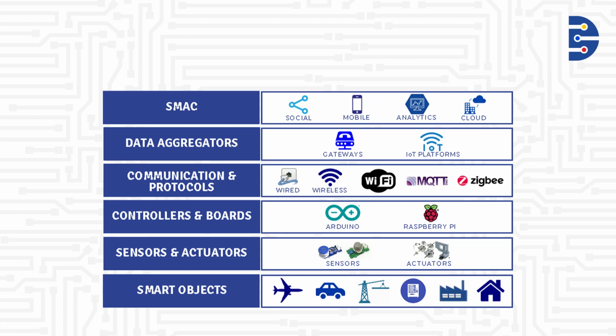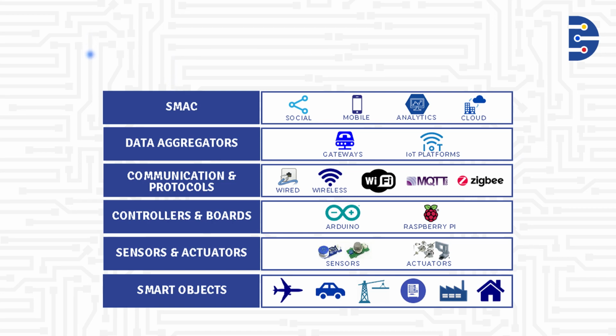To start with, we have the real world objects, be it an airplane, be it a car, be it a building, be it any scenario that needs to be monitored or controlled. In these real world objects, we will have sensors and actuators. Sensors to sense and generate data, actuators to control the objects. The sensors and the actuators will connect to controllers, microcontrollers like Arduino or Raspberry Pi or any in that family.